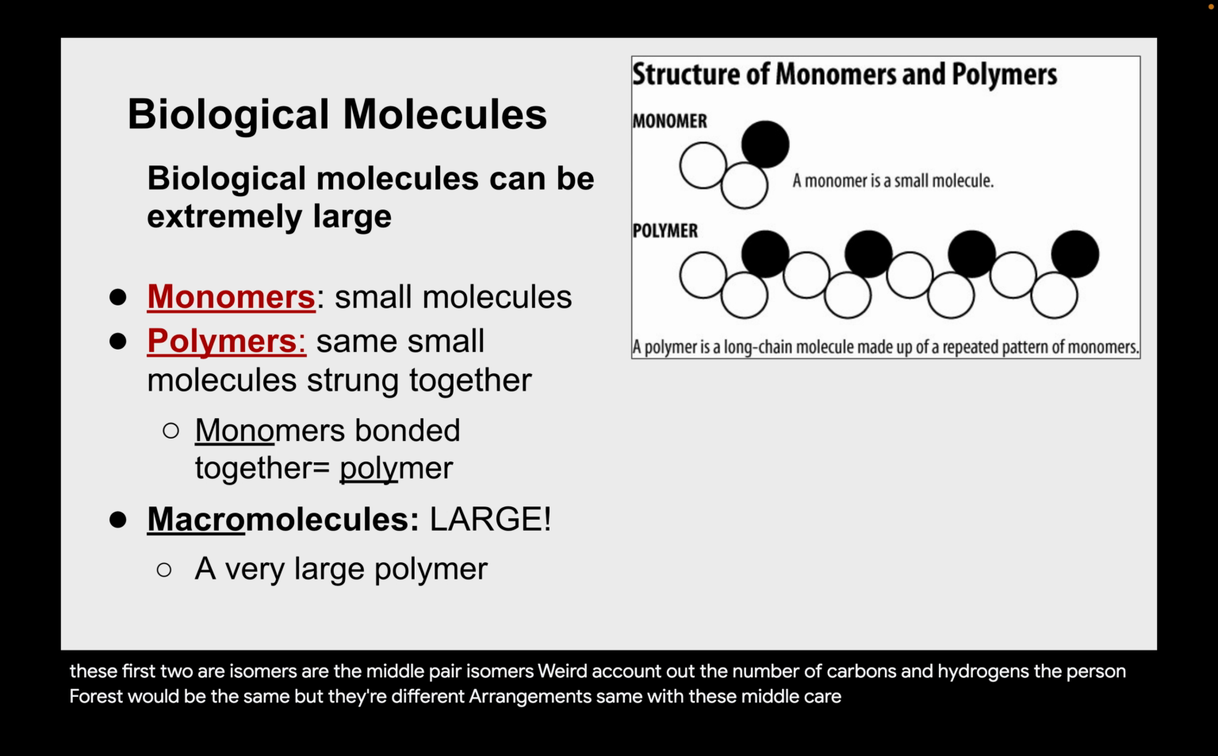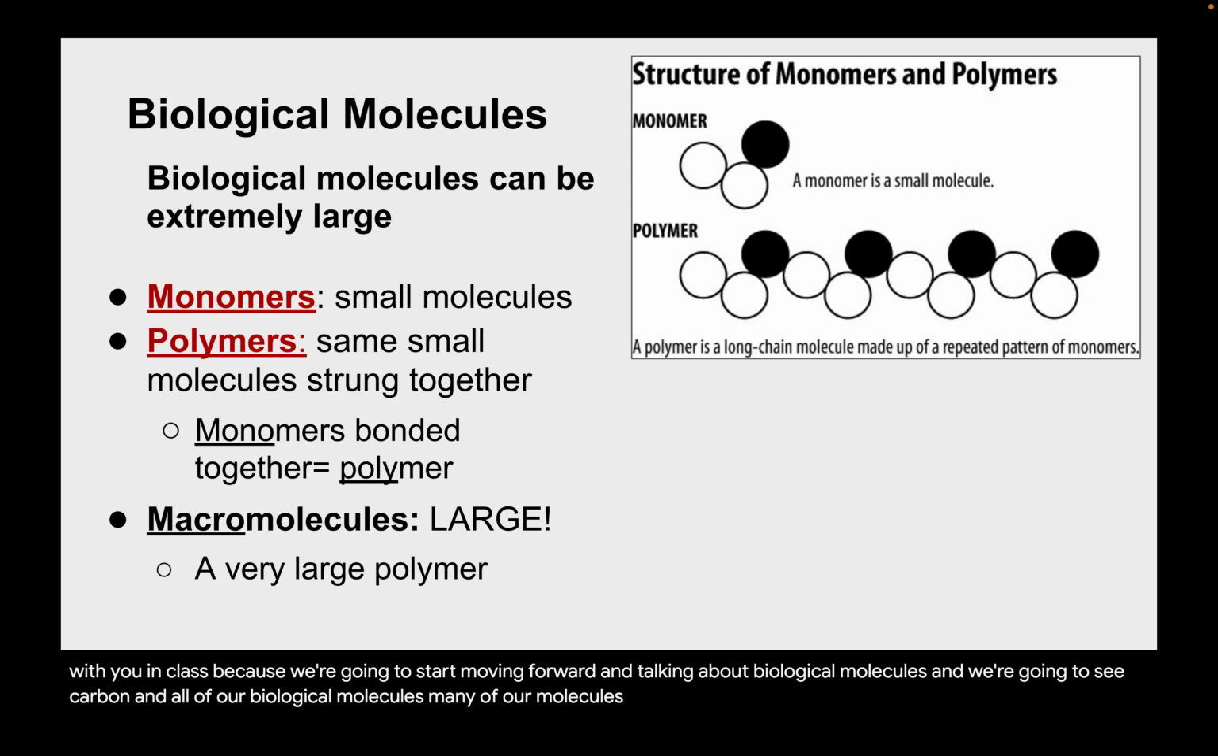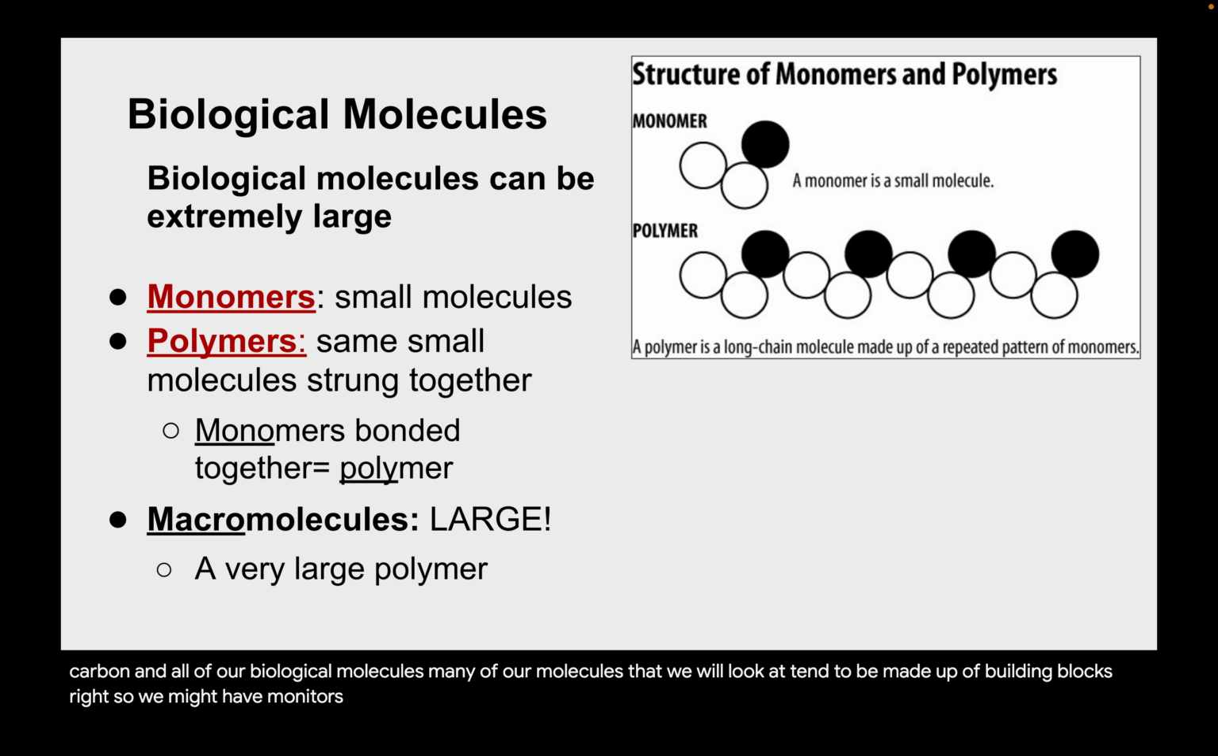We're going to have a lot of group review in class today because it's a great way to learn. But we're going to start moving forward and talking about biological molecules. We talked about carbon, and we're going to see carbon in all of our biological molecules. Many of the molecules that we will look at tend to be made up of building blocks. So we might have monomers. Monomers are a small molecule, the basic building block.